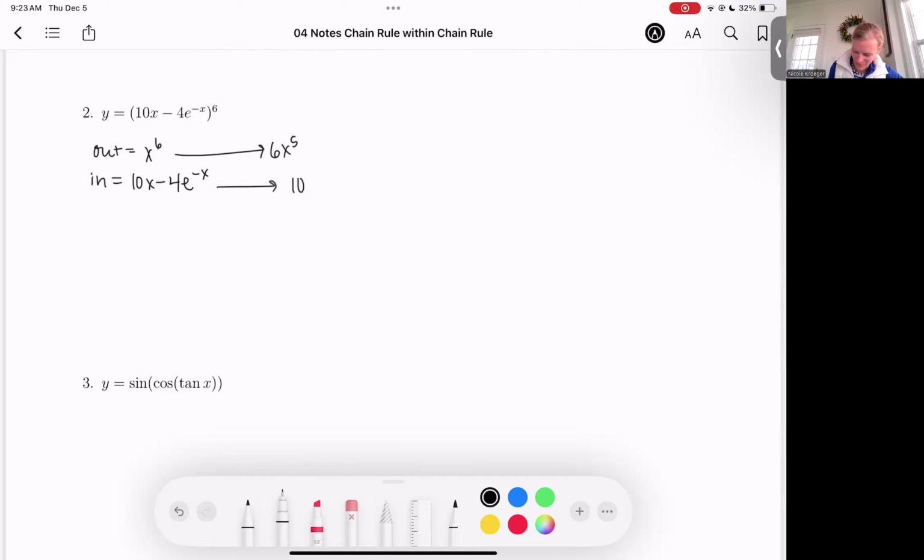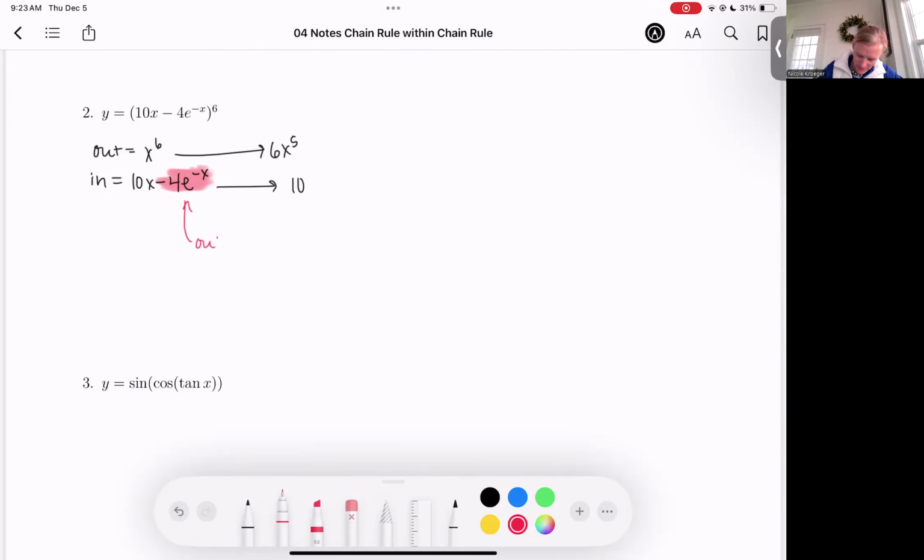Okay, so now this is where I have to be careful. This piece is not just an e to the x, it's e to the negative x. Again, it's tempting to say that the derivative of e to the negative x is e to the negative x, but it's not. So we need a chain rule again on this because we have something besides just an x in the exponent. So let's look at that.